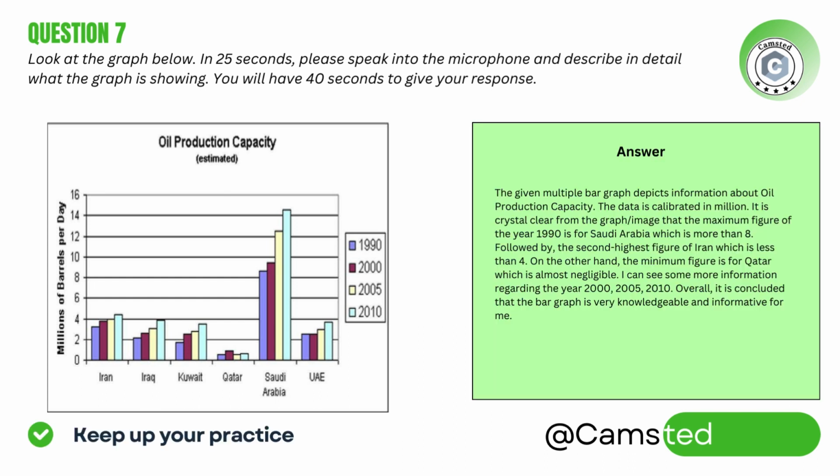The given multiple bar graph depicts information about oil production capacity. The data is calibrated in million. It is crystal clear from the graph that the maximum figure of the year 1990 is for Saudi Arabia, which is more than 8. Followed by the second highest figure of Iran, which is less than 4.